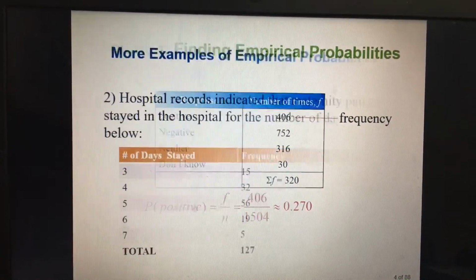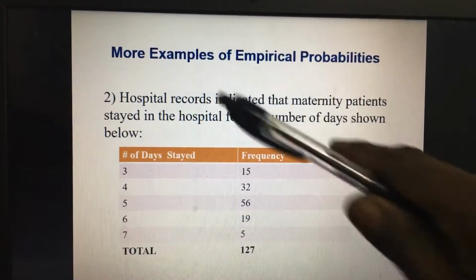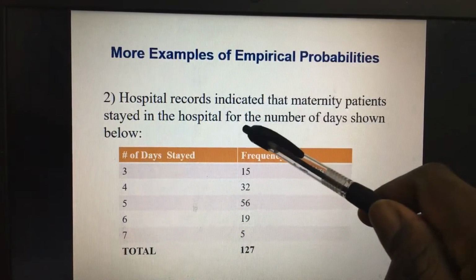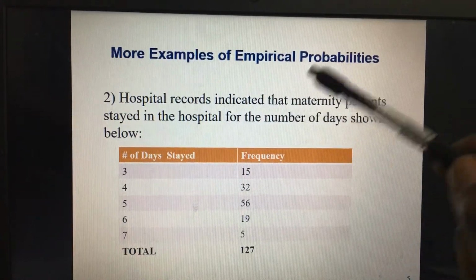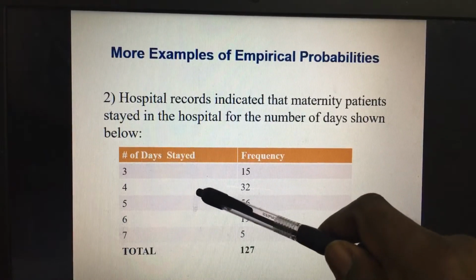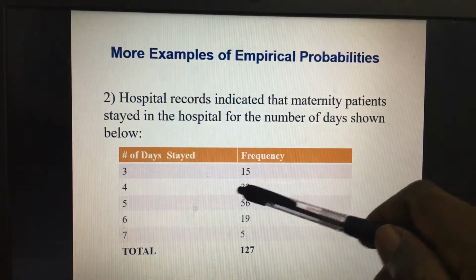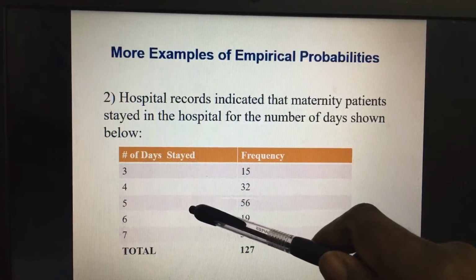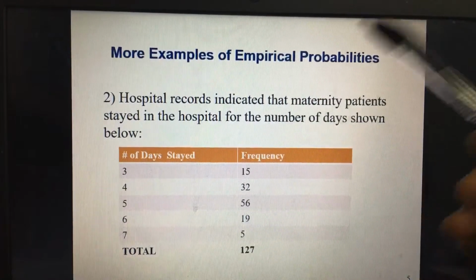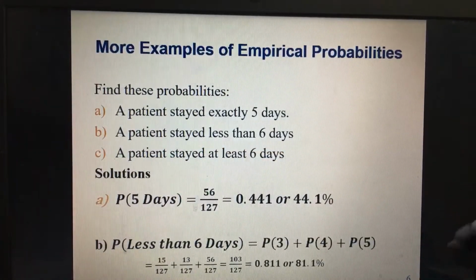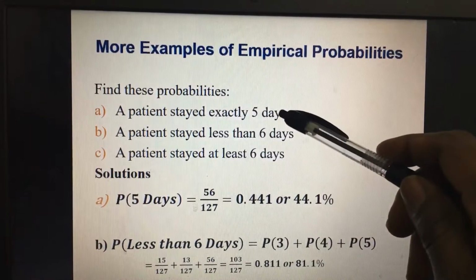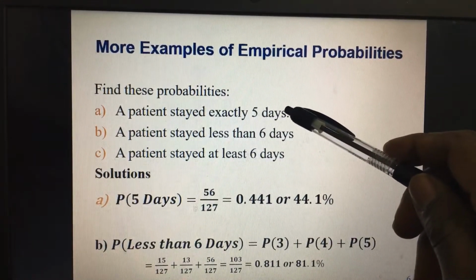Now let's look at this example here. It says hospital records indicated that maternity patients stayed in the hospital for the number of days shown here. 3 days, frequency 15. Those that stayed 4 days, there are 32 of them. Those that stayed 5 days, there are 56 of them. 6 days, 19 of them. 7 days. Then the question says to find these probabilities: A, that the patient stayed exactly 5 days.